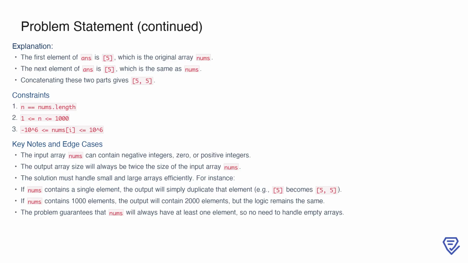Now, let's discuss some constraints and edge cases. The length of nums will always be between 1 and 1000, inclusive. Each element in nums can range from -10^6 to 10^6, so it's important to ensure your solution handles negative numbers, positive numbers, and 0. The output array will always be twice the size of the input, so efficiency is key, especially for larger arrays. For instance, if nums has 1000 elements, your solution should efficiently build an array of 2000 elements while maintaining the same logical structure.